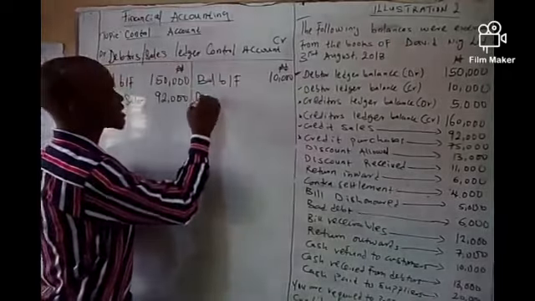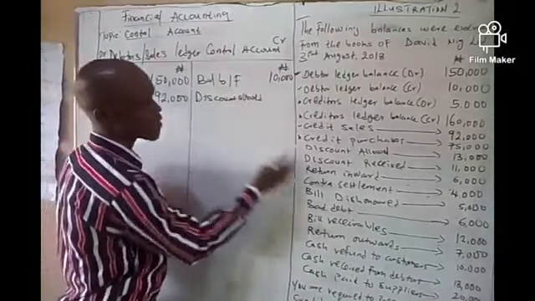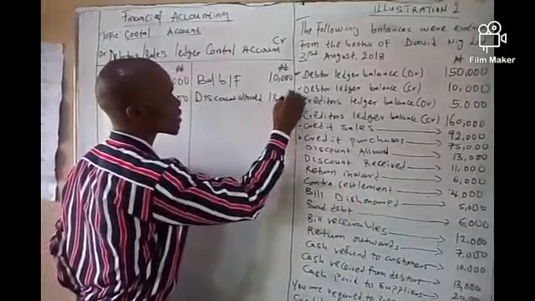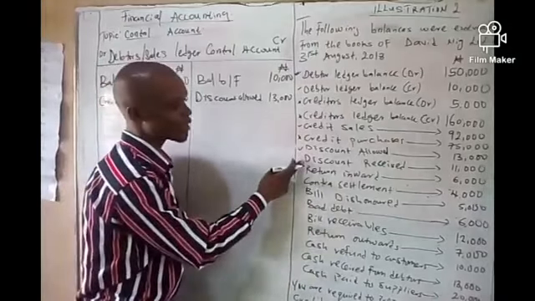So we write discount allowed. How much is discount allowed? 13,000 naira. So you can mark this. We are done with this. We have another one again.